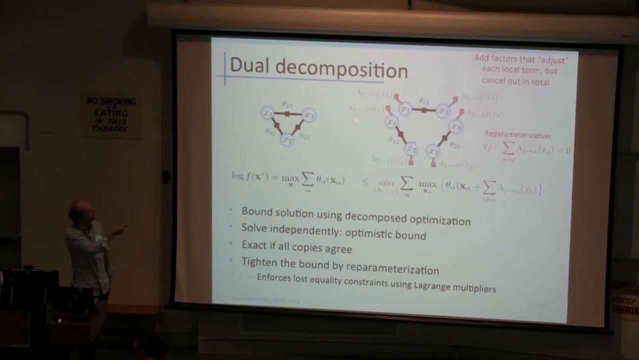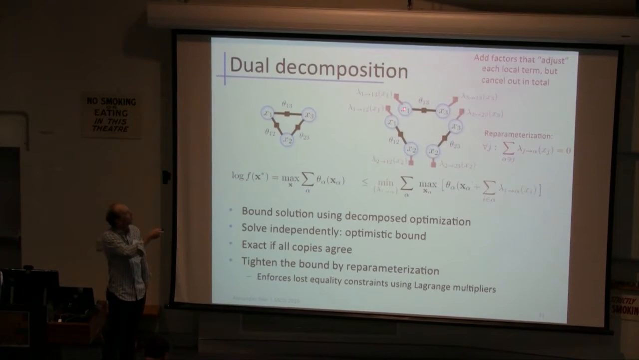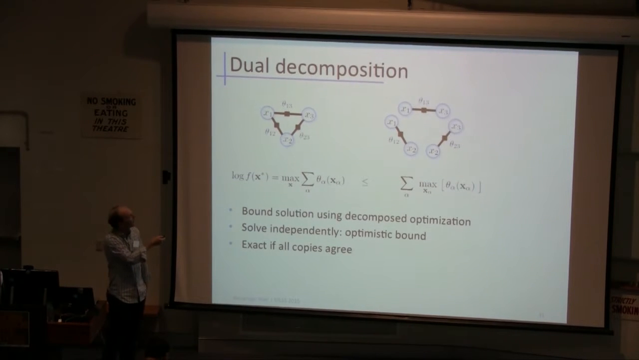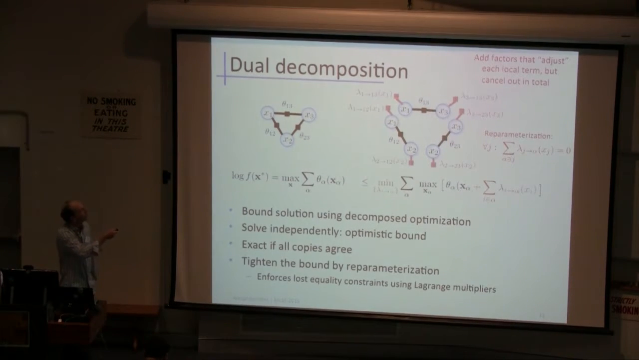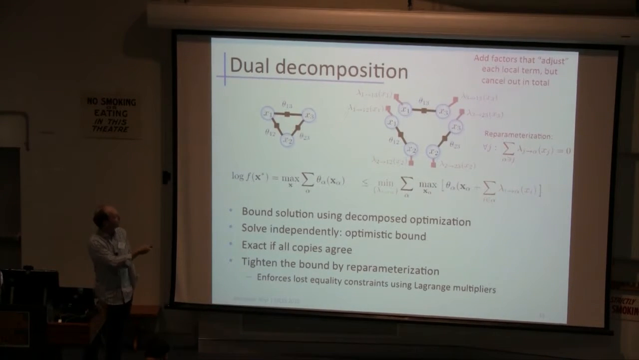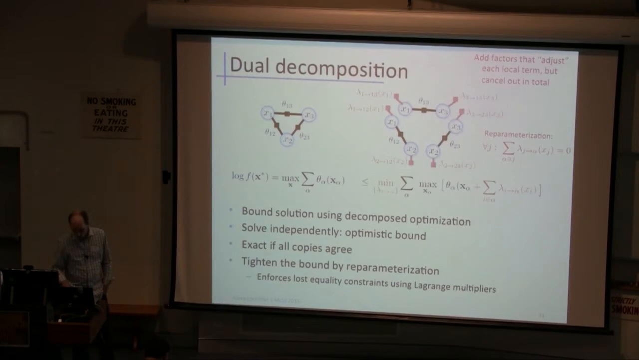And you can think of these lambdas as being Lagrange multipliers that are trying to enforce equality of the choice of x1 and x2, for example. So in our initial relaxed bound, there's nothing to encourage the configuration of x1 for this factor to agree with the configuration of x1 for this factor. And we can use this reparameterization process to push them in order to agree. And so that will tighten this upper bound.